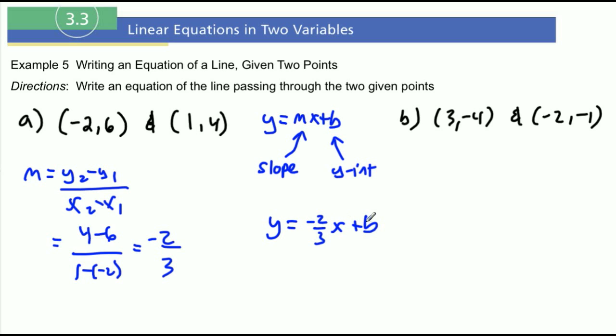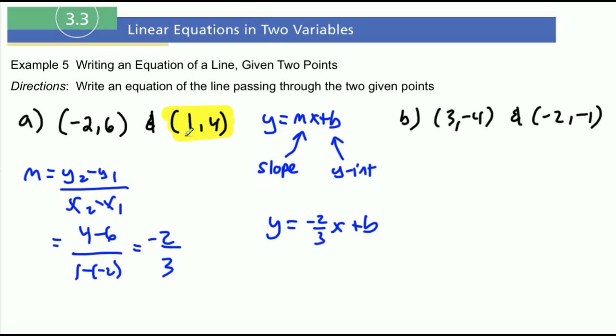So we're halfway done. Now how do we find b, the y-intercept? If I want to find b, I choose one of these 2 points: negative 2, 6 or 1, 4. It does not matter which one. I'm just going to choose this one right here.